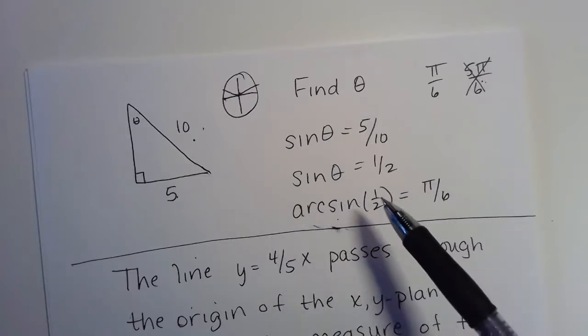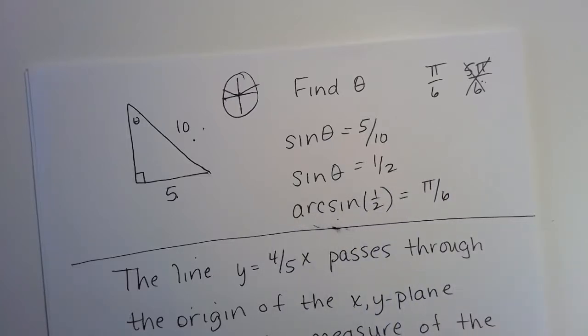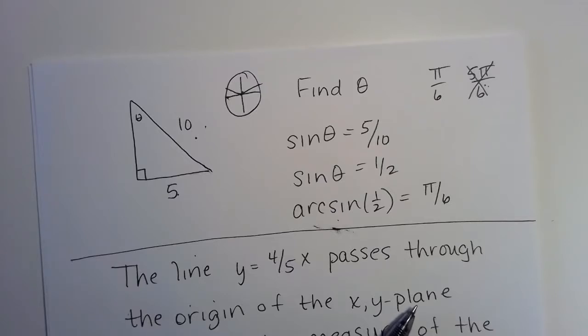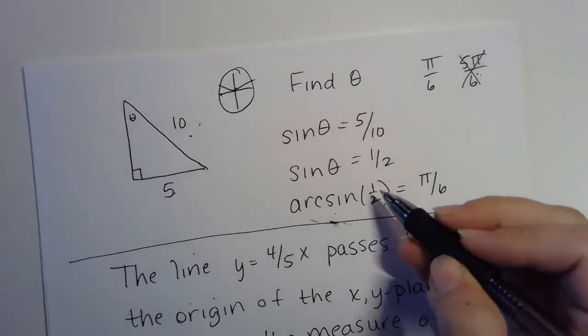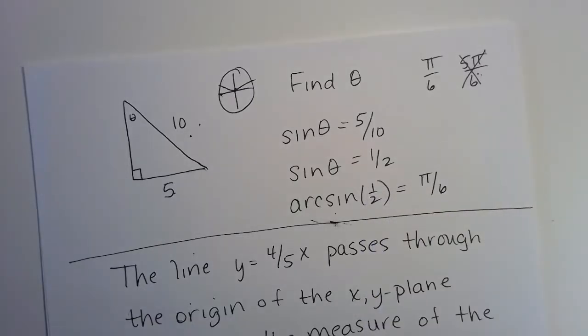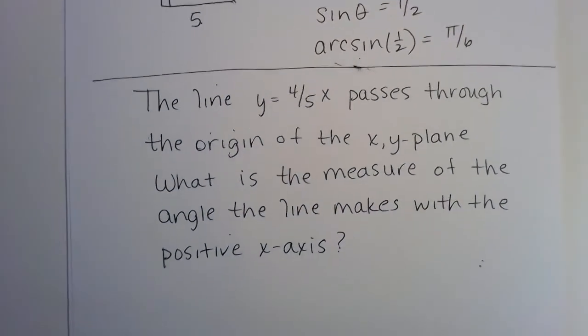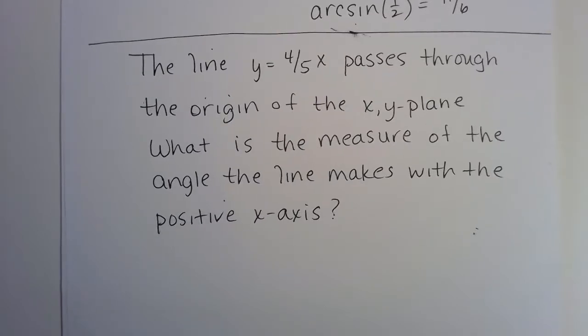Now, if I didn't know what 1/2 was, if I had something completely different, which we're going to have in a moment, then I would just put arcsine of my number into my calculator, and I should get this out. But in this case, I do know what the arcsine of 1/2 is. Okay, so we have another one. So let's do a word problem here.